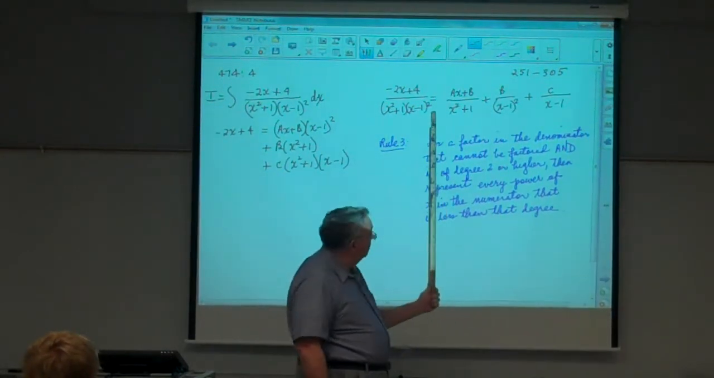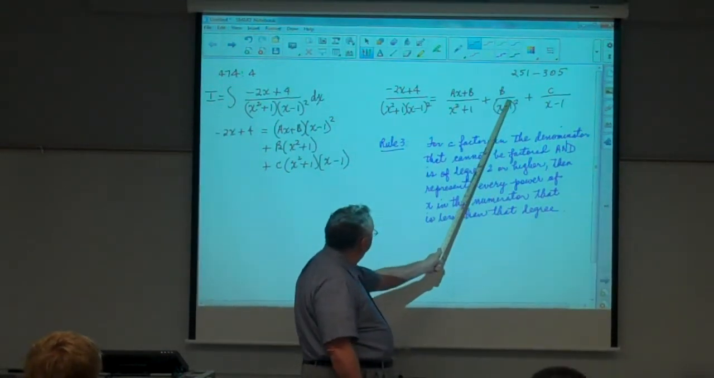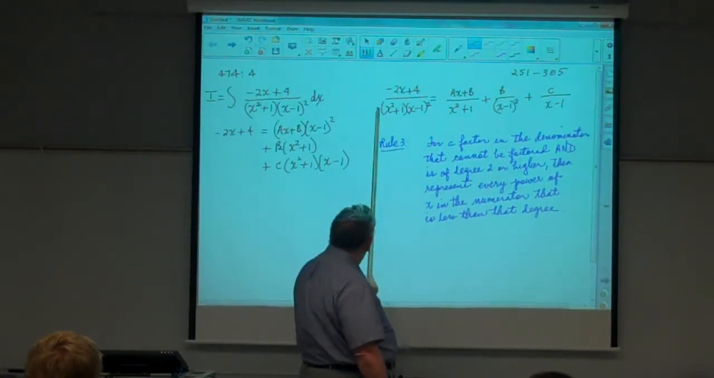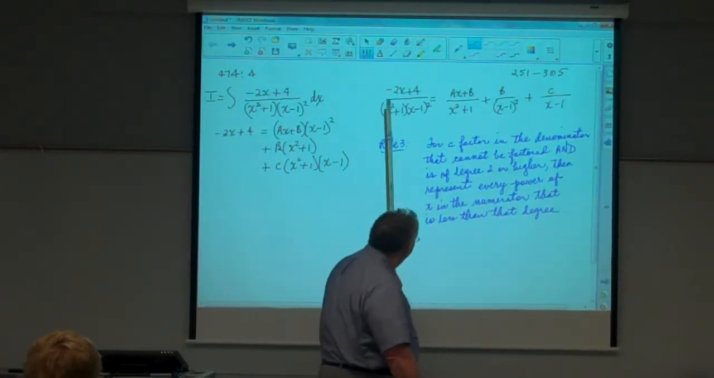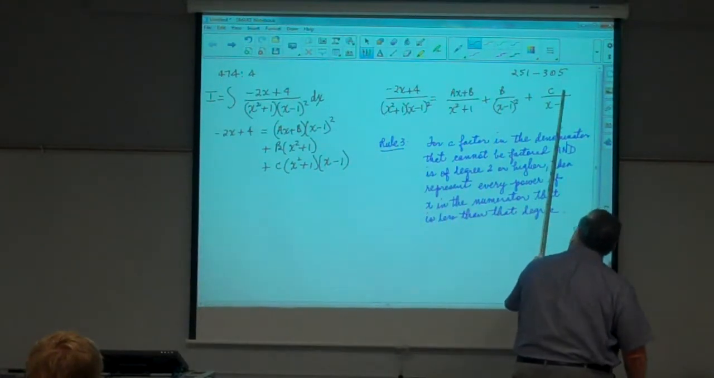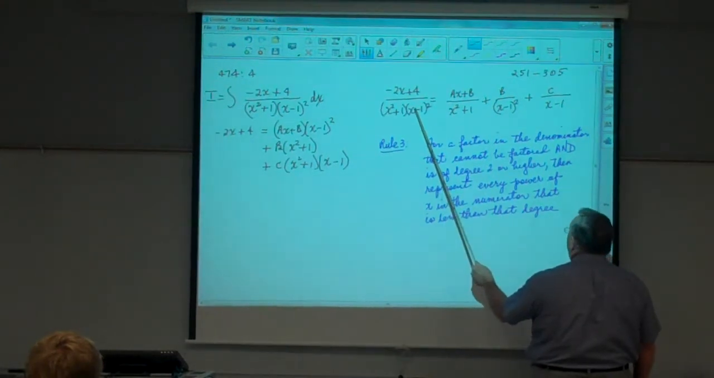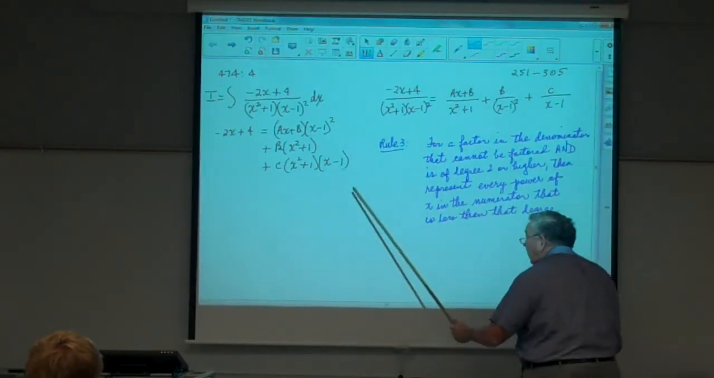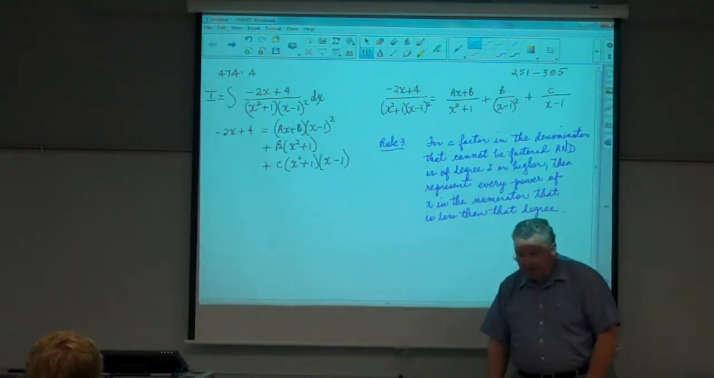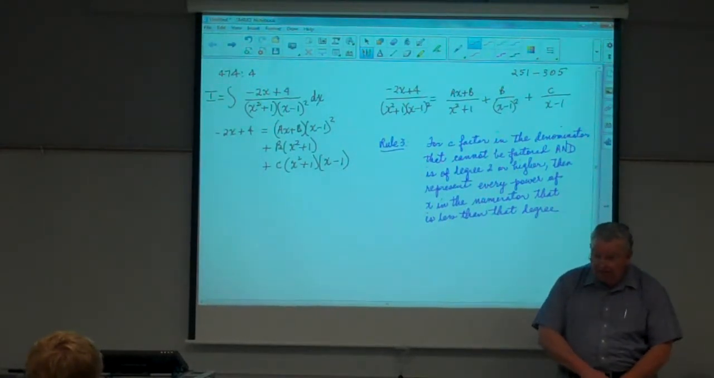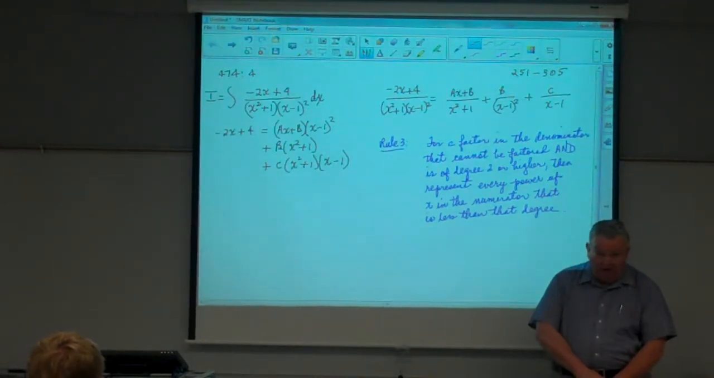Follow? Then I go over here and I do the same thing. That leaves b times x squared plus 1. Then I go over here and do the same thing, and that leaves x squared plus 1. But one of these and this divide out, so I still have one of those. Follow what I did? You're just sunk if you don't follow that, so stop me now. Everybody okay with that?